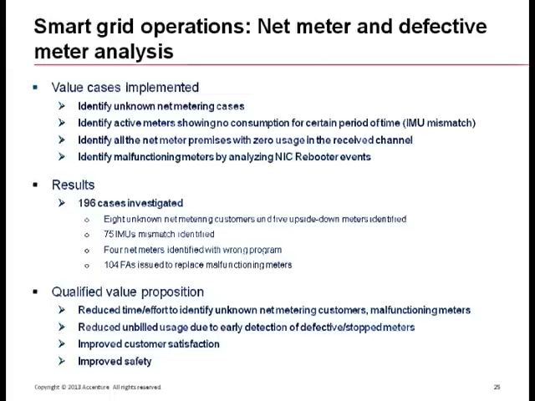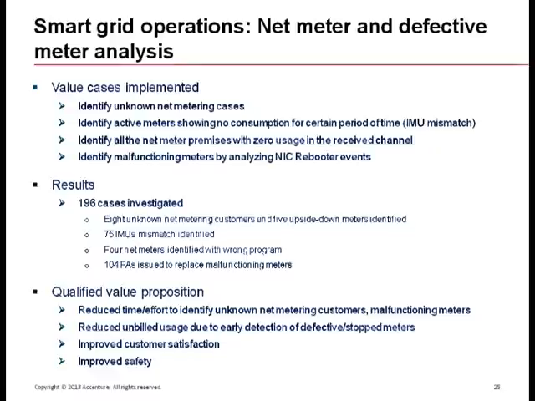5 meters were found reversed and installed upside down. 75 wrong IMU installations were identified. 4 net meters were identified with wrong programs. So these are potential high bill complaints. If the meter is not programmed correctly, the customer doesn't get the credit for their own generation, which might subsequently result in high bill complaints. And we also identified around 104 malfunctioning meters by analyzing unique rebooter events.